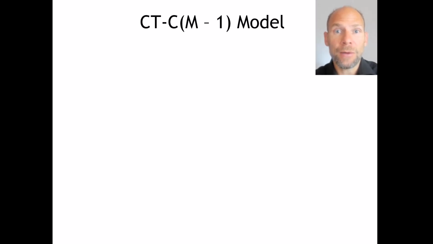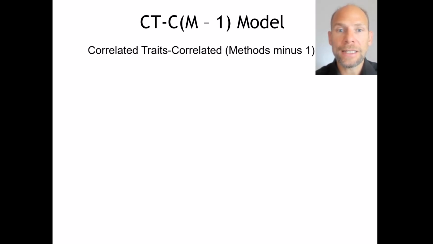So in this video I want to shed more light on a specific model of confirmatory factor analysis that is often used to analyze multi-rater or more generally multi-trait, multi-method data, and that is the so-called CTCM-1 model. First of all, what does CTCM-1 stand for? It stands for correlated traits, correlated methods minus one. And we will see shortly why it is called that. So those are the components of this model, as we will see.